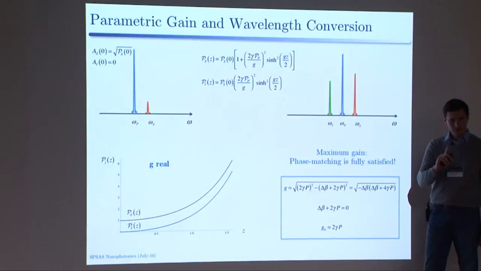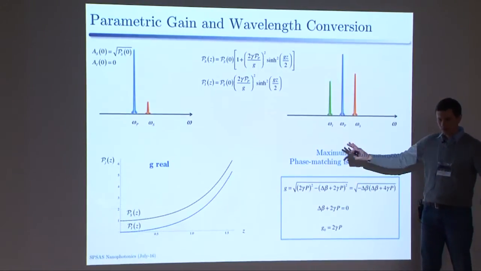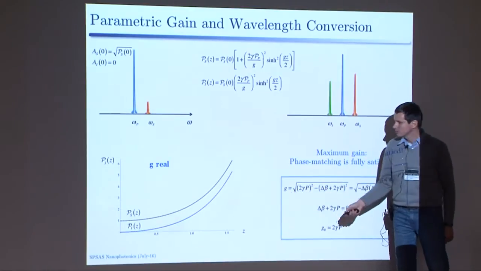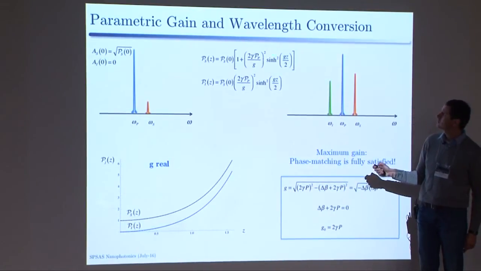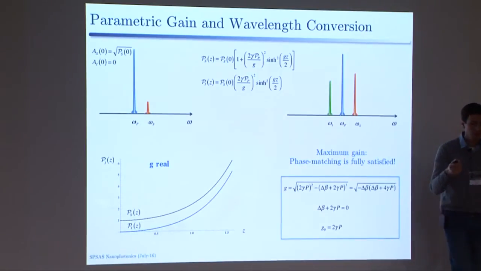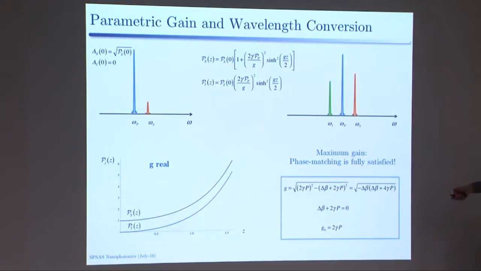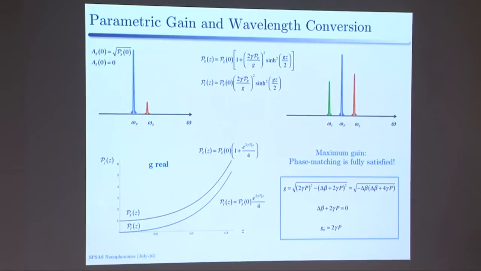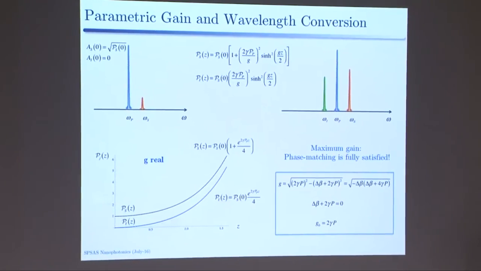Okay, so mathematically, you know that already. So what does that mean? It simply means I have maximum G, so the maximum gain. Look, if this gain is large, hyperbolic sine is just exponential, right? So it grows exponentially. And you can calculate that if this condition is right, so this is zero, then G is G0, 2 gamma P. And then these guys just end up like that. So the power is P0, 1 plus exponential of 2 gamma P divided by 4. Exponential gain. Okay? That's the case when I have phase matching fully satisfied, maximum parametric gain.